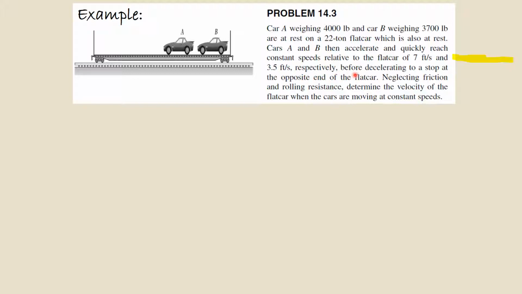Then they decelerate to a stop at the opposite end of the flat car. Okay, so they start from rest, and then they both drive, speeding up and slowing down as they reach the other end of the flat car. We're going to neglect friction and rolling resistance. This means we're not going to have any external forces. Determine the velocity of the flat car when the cars are moving at constant speeds.